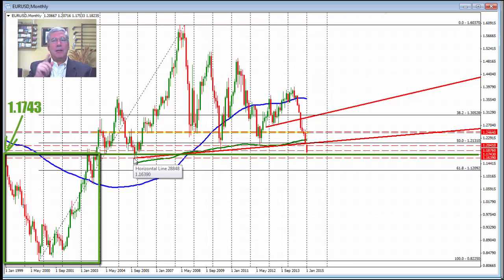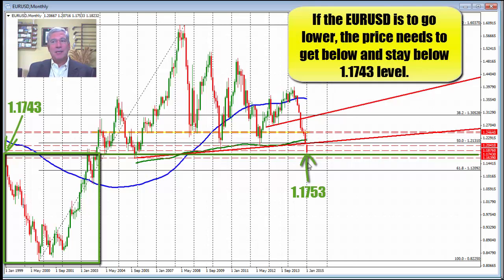That's a long time, a lot of days where the market has not traded below the 1.1743 level. In last week's trade, the market came down to a low of 1.1753, within 10 pips of that 1.1743 introductory level, and found support buyers against that level. In this week's trading, if we're going to go lower, we need to get below that 1.1743 and stay below that level, stay below it for more than a few days at a time like we did back in 2005. We need to develop some value below that level in order to move lower.